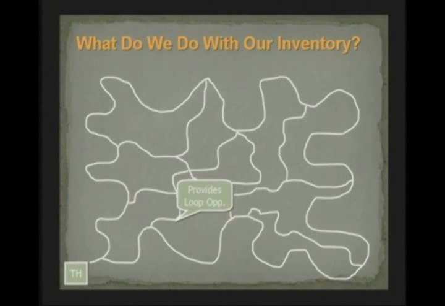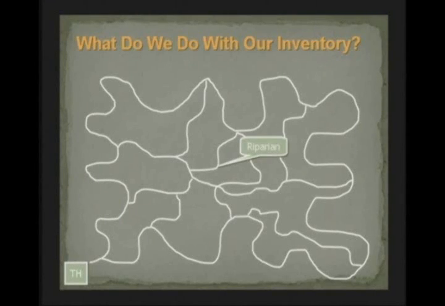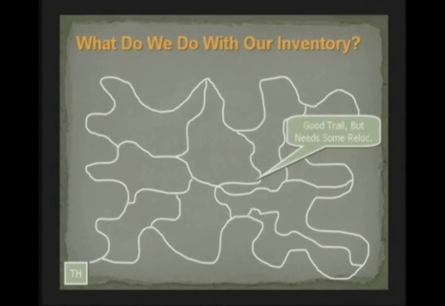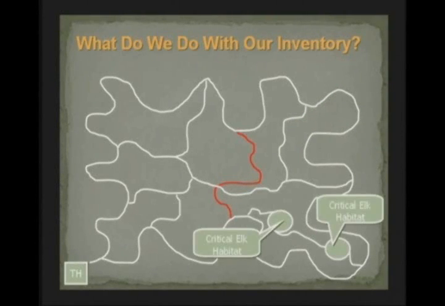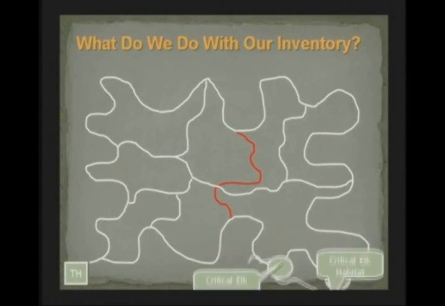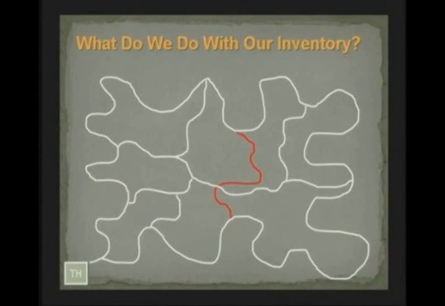This trail, or route, provides good loop opportunities, so it'll stay in our trail system. This one goes by a goshawk nest. It needs to go away. This one runs through a riparian zone, so we can't use it. This one is a good trail, but needs some relocation. We'll identify it and get back to it later. This trail runs through critical elk habitat. So take it off the list.